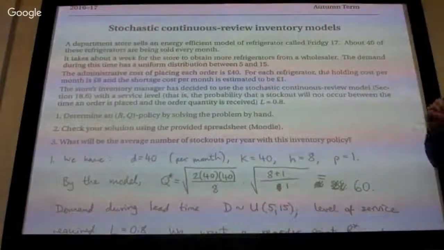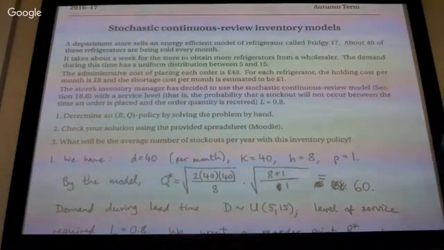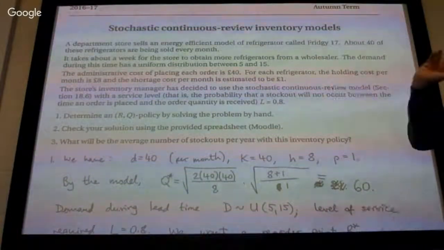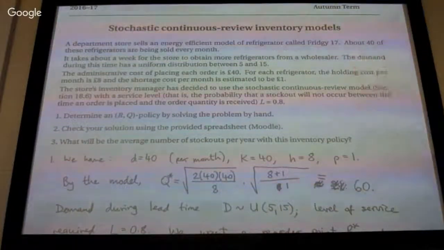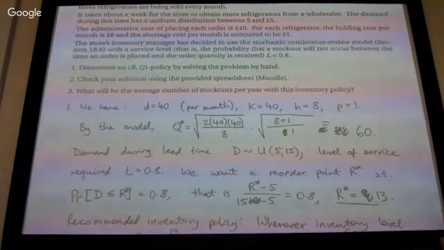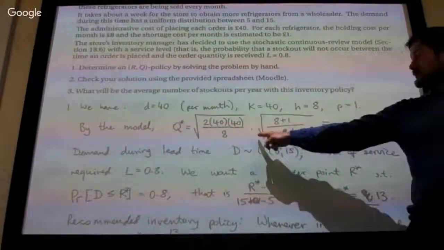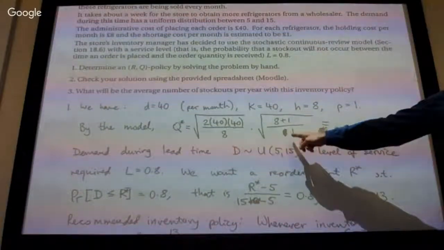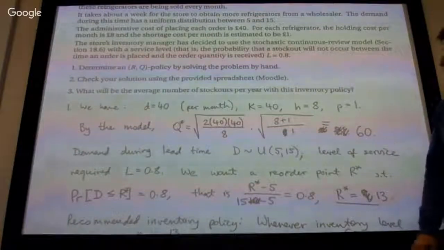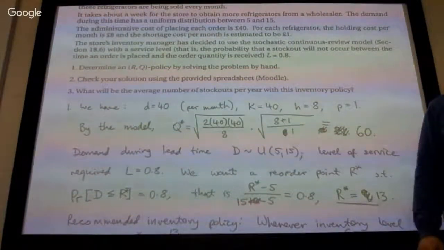R is the amount we have in stock when we place an order, and Q is the size of each order. The Q in that model comes from the EOQ formula with planned shortages. Okay, so like that.